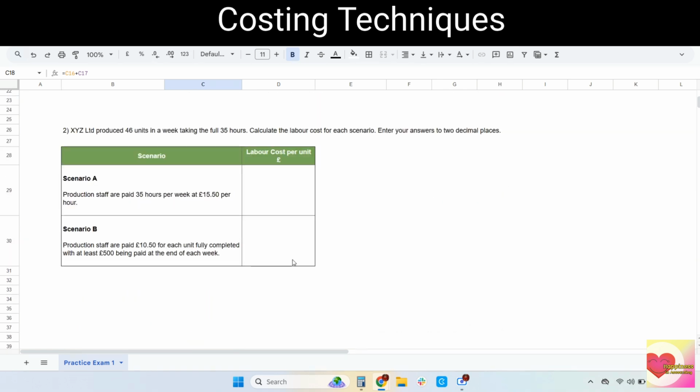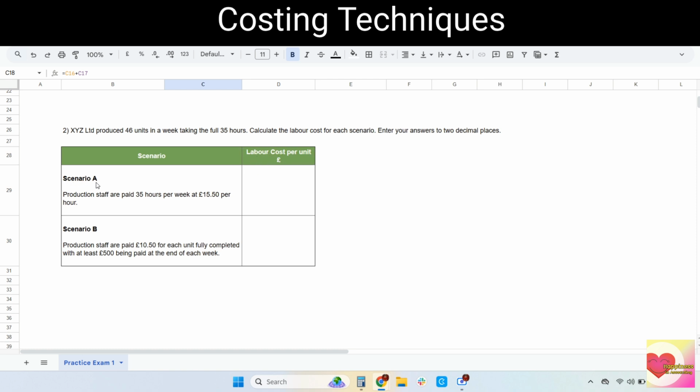Next, let's move on to the next question. Number 2, XYZ Limited produced 46 units in a week, taking the full 35 hours. Calculate the labor cost for each scenario. Enter your answers to 2 decimal places. So we have to enter the labor cost per unit here.